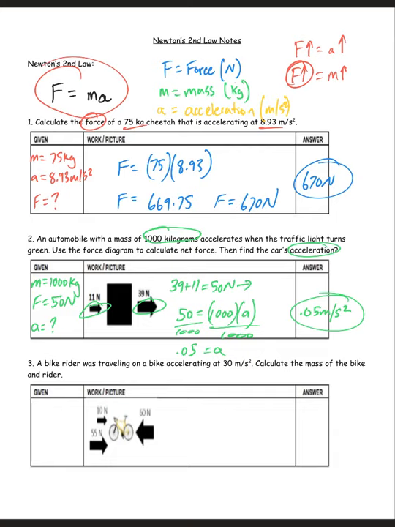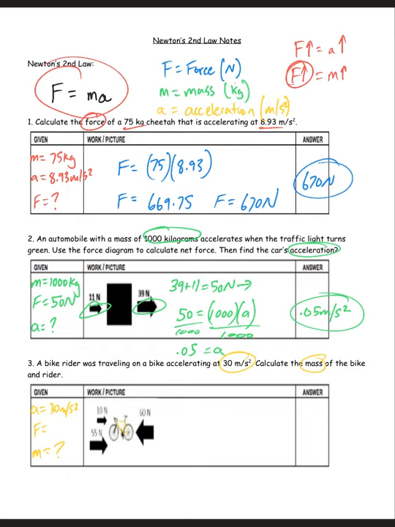So let's read through this one. It says a bike rider was traveling on a bike accelerating 30 meters per second squared. Calculate the mass of the bike rider. So what we're given is an acceleration, 30 meters per second squared. And once again, we're not necessarily given the force right away, but we're given a picture to determine the net force. And this picture is a little bit more difficult to find the net force, and we'll get to that. So I'll leave it blank for now. And it's asking for mass.